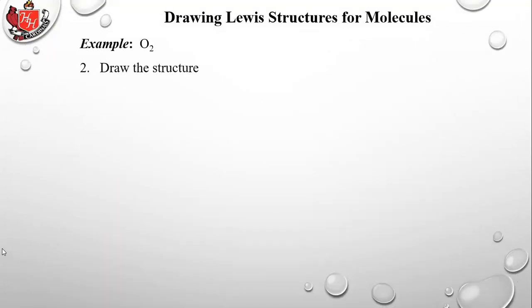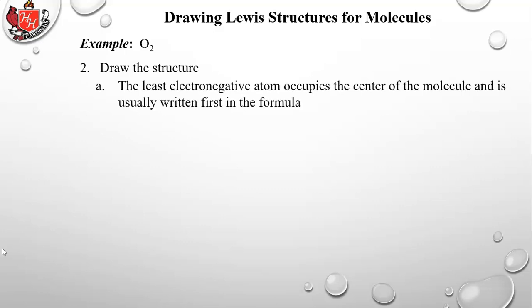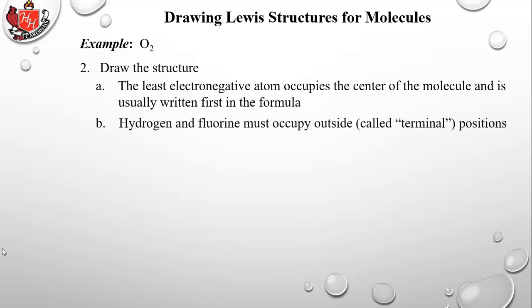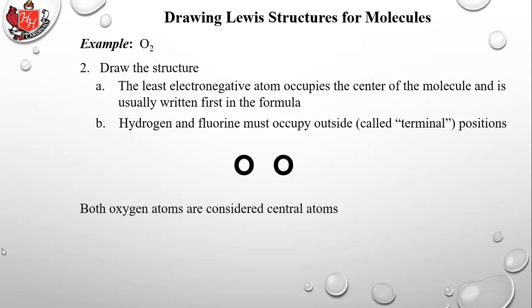2, draw the structure. The least electronegative atom occupies the center of the molecule and is usually written first in the formula. Hydrogen and fluorine must occupy outside terminal positions. Well, you only have 2 oxygen atoms, so there's only one configuration. It's an O next to an O. Okay, that's pretty basic. Both oxygen atoms are considered to be central atoms.